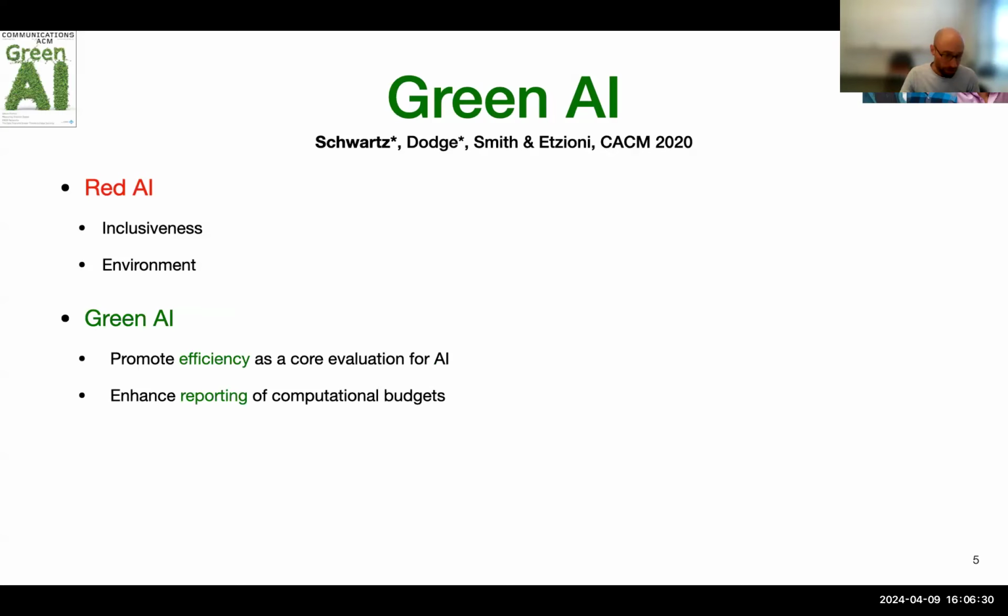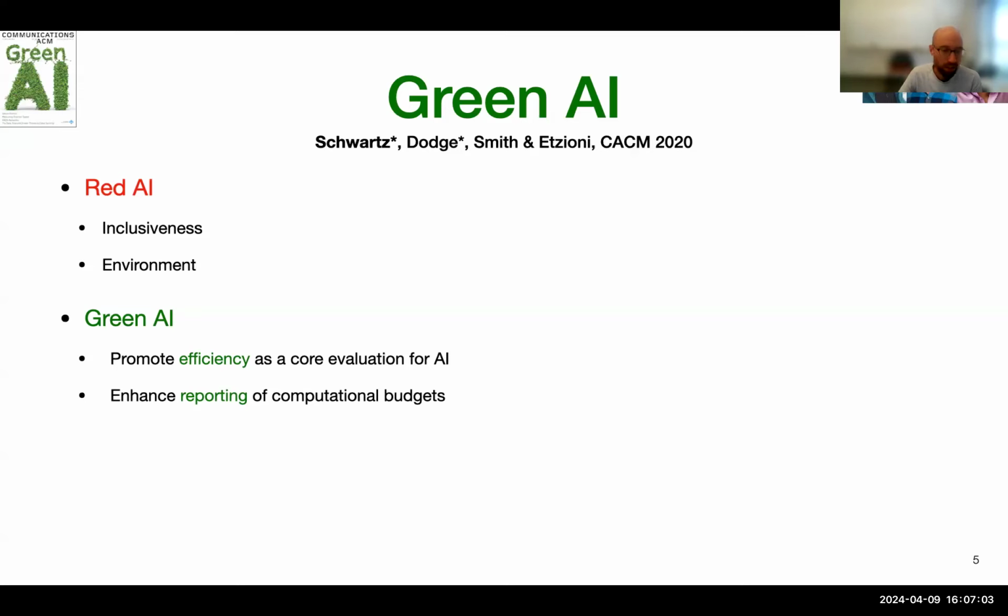We talked about an alternative, which we called Green AI, that promotes efficiency as a core evaluation for AI, and talks about enhancing reporting of computational budgets. In the first part of this talk, I will try to briefly walk you through both the concept of red AI and what the problems are of getting models larger and larger. Although this paper was written a few years ago, I think much, if not all of it, is still highly relevant. And also talk about Green AI.